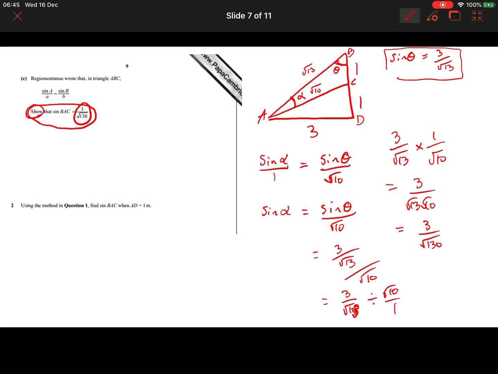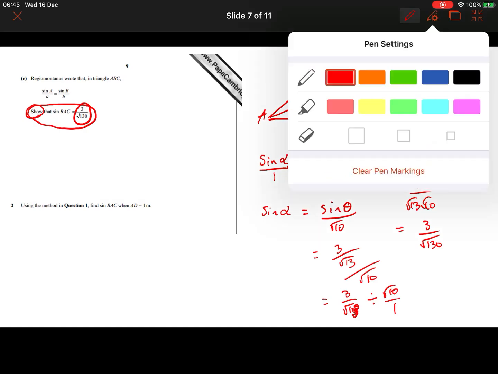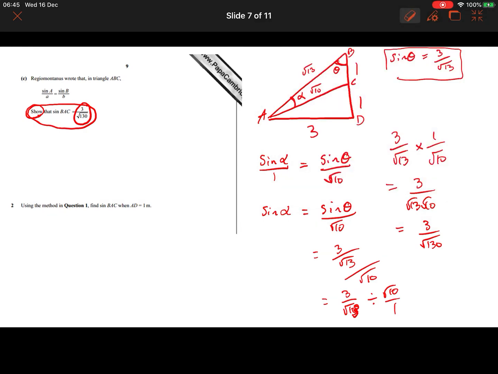Okay, right, so what we're doing now, we're going on to question 2. Using the method in question 1, find sine of BAC when AD is equal to 1. So we're actually changing the situation here. In fact, let me just draw it from scratch. We're changing the situation to when AD is equal to 1, and then presumably nothing else changes. So that's 1, 1.